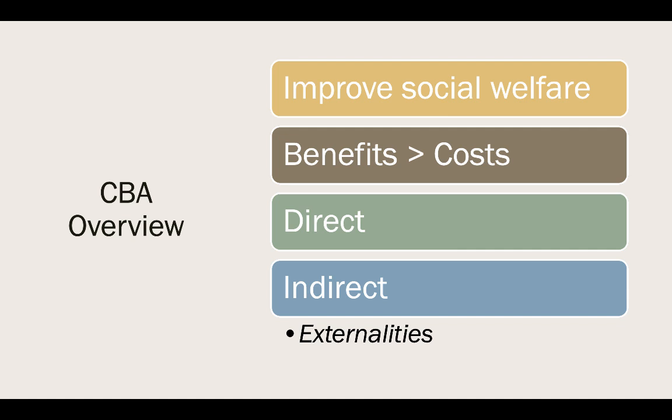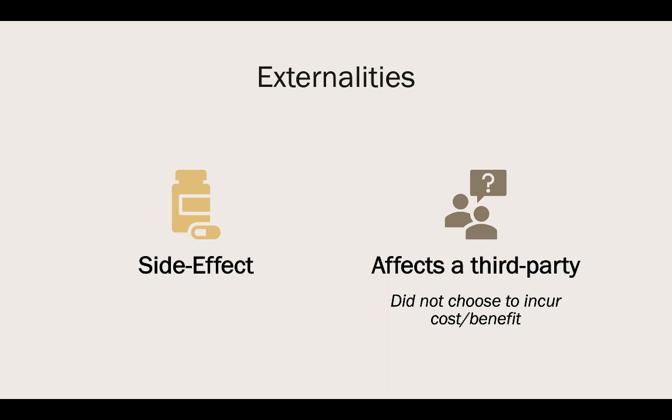Now, those benefits and costs might be direct, very easy to measure, just out there for us to pluck out and easily identify, or there might be indirect. So indirect benefits, indirect costs, and these indirect benefits and costs we're going to call externalities. What are externalities? Well, think of them as side effects. So medication side effects are kind of externalities. So this is something that affects a third party.